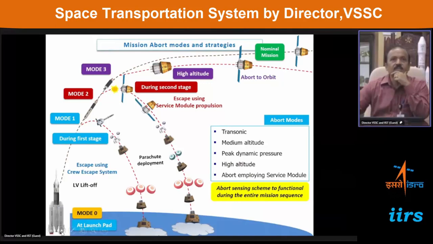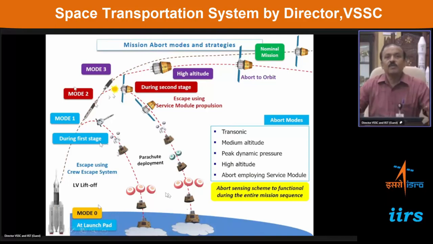In case there is any problem with the vehicle, you fire the escape system, the crew module will be released, and the crew will be rescued. At any stage, if anything goes wrong with the vehicle, you have provision to take out the crew module, release it, and then come and land, so that we always give importance to the safety of the crew rather than the mission success.